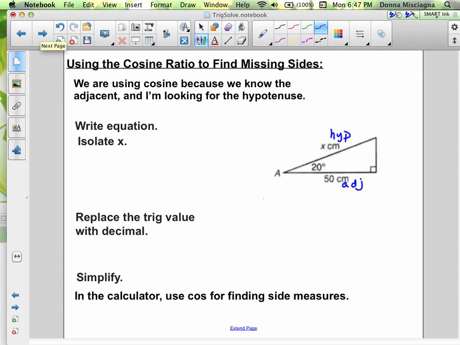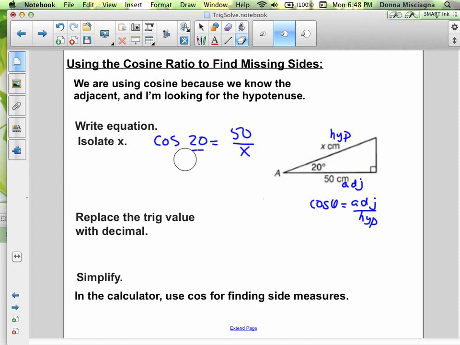It's certainly the only trig ratio that is in the calculator, right? In the calculator, there's sine, there's cosine, and there's tangent, so it has to come from one of those 3. The one that uses hypotenuse and adjacent is cosine. So we write our equation. Remember, it's going to be the trig function of the angle equals the ratio. And as a reminder, cosine uses adjacent over hypotenuse. So the adjacent side is 50. The hypotenuse is what we're looking for, x. Whether you cross multiply or multiply both sides by x, you'll get the exact same thing. So we have to get that x out of the denominator.